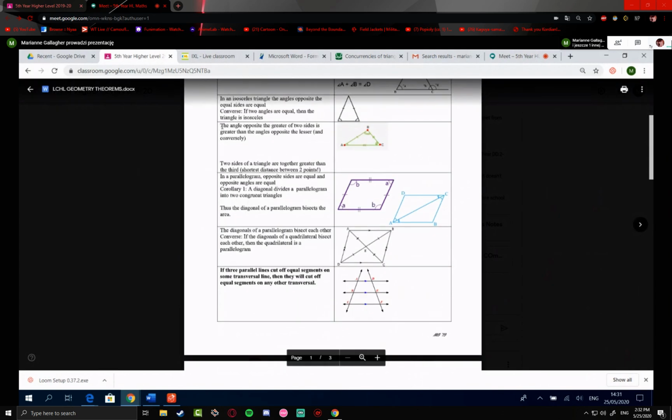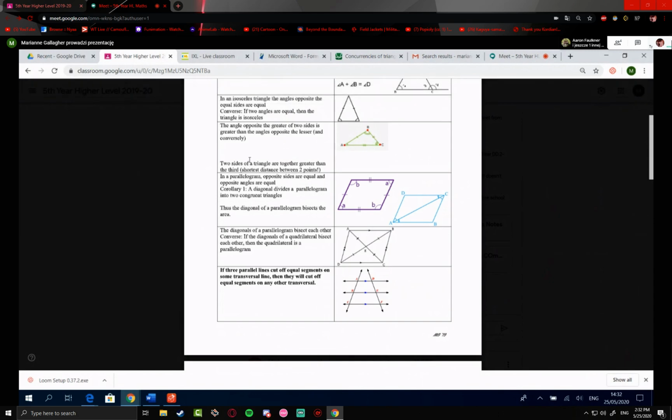Theorem here, this is a new one. These two are new ones. So the angle opposite the greater of two sides is greater, that means the biggest side is opposite the biggest angle and the smallest side is opposite the smallest angle. That makes sense? Yeah, makes sense.